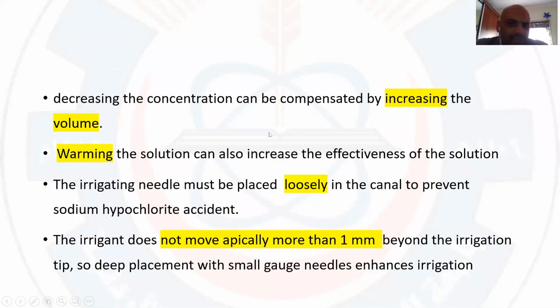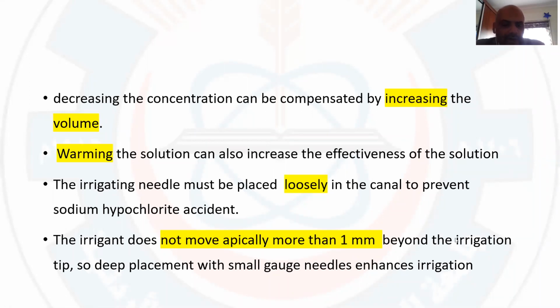Now, decreasing the concentration can be compensated by increasing the volume. So if we decrease the concentration, we remember it will affect the dissolving effect. So we can increase the volume. We can irrigate in larger amounts to dissolve the tissue. Warming the solution could also increase the effect.